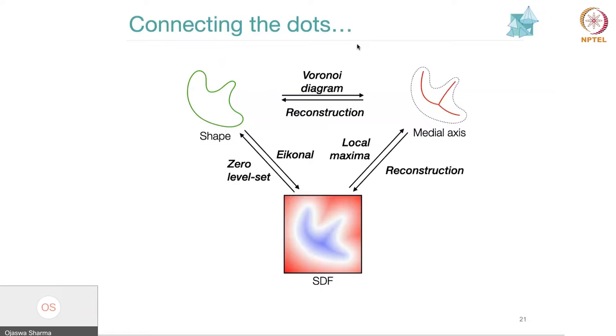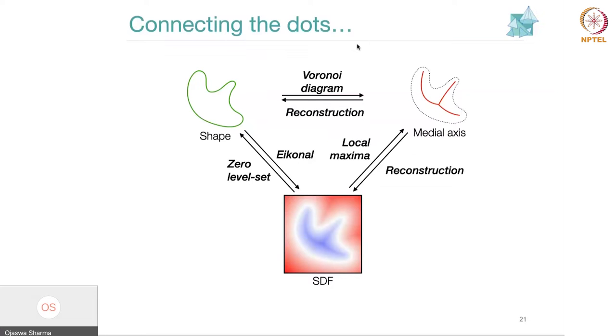Then the SDF and the medial axis are also related. The medial axis can be computed by taking the local maxima of the SDF. Remember, we talked about it yesterday, you notice the blue regions in this SDF, and the highest values in this mountain of signed distance field correspond to the medial axis. That is exactly the locus of the local maxima. So you connect the highest points of this mountain, and that is precisely the medial axis. And you can, of course, construct the SDF given its medial axis. Again, you need to know the ball radius, and that would help you recover its SDF.